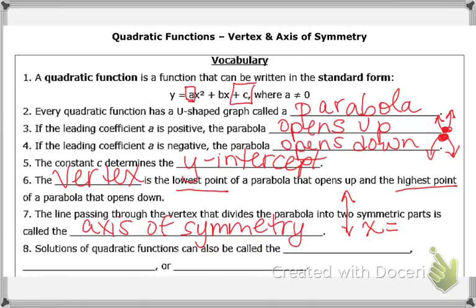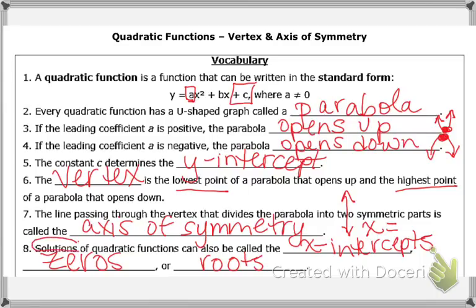Finally, solutions of quadratic functions can also be called x-intercepts, zeros, or roots. So again, we have 4 different vocabulary terms that can be used. A problem can ask for solutions, x-intercepts, zeros, or the roots, not the band.